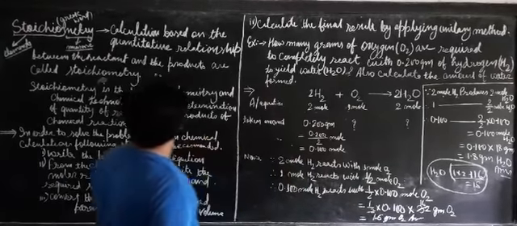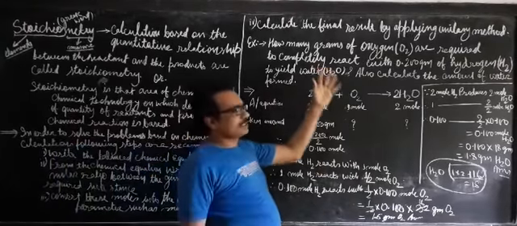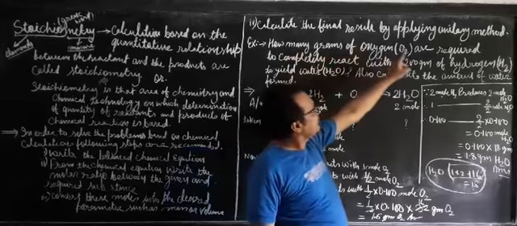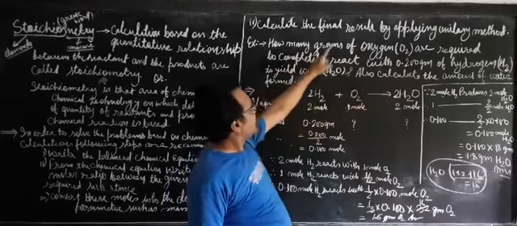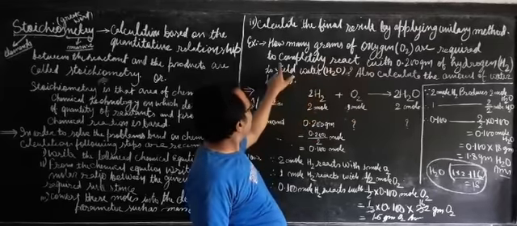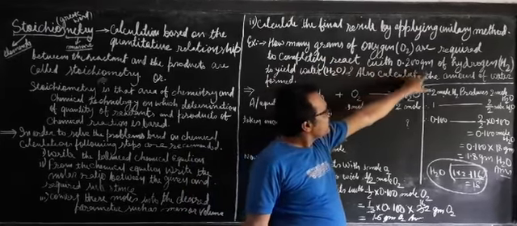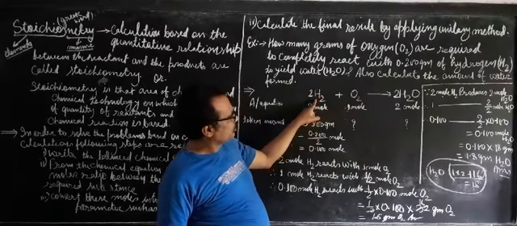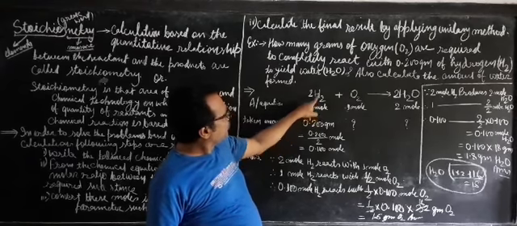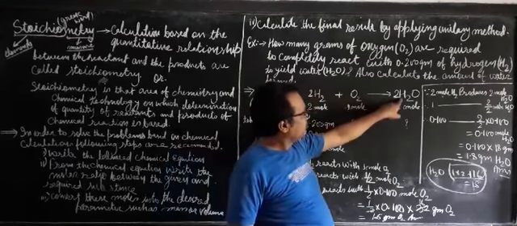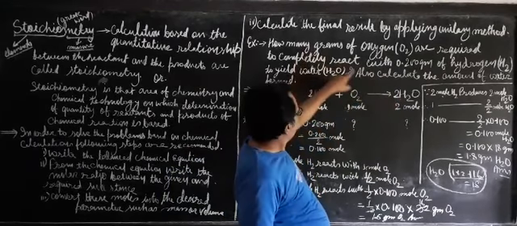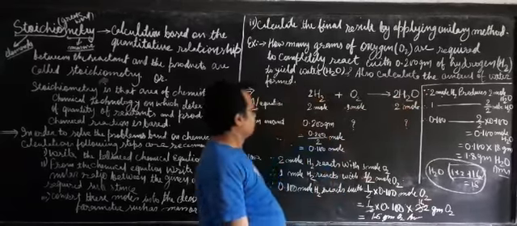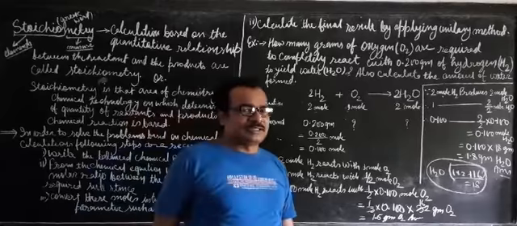Now I'll explain stoichiometry with the help of this example. We have been asked to calculate how many grams of oxygen are required to completely react with this much hydrogen to yield water. Also, calculate the amount of water produced in this reaction. So we have two questions here.